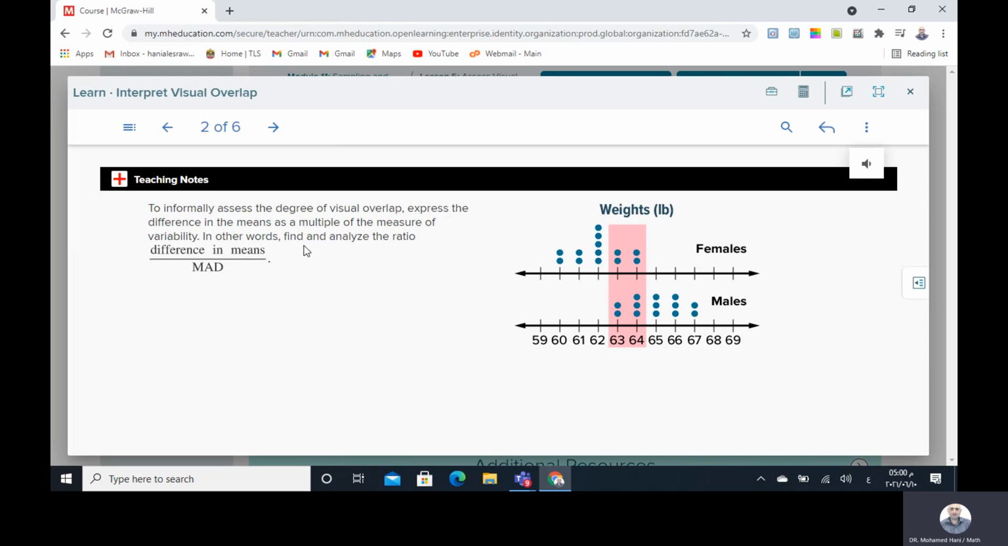In other words, analyze the ratio. This formula: difference in means divided by mean absolute deviation. This is to interpret the visual overlap, to analyze the experiment here.